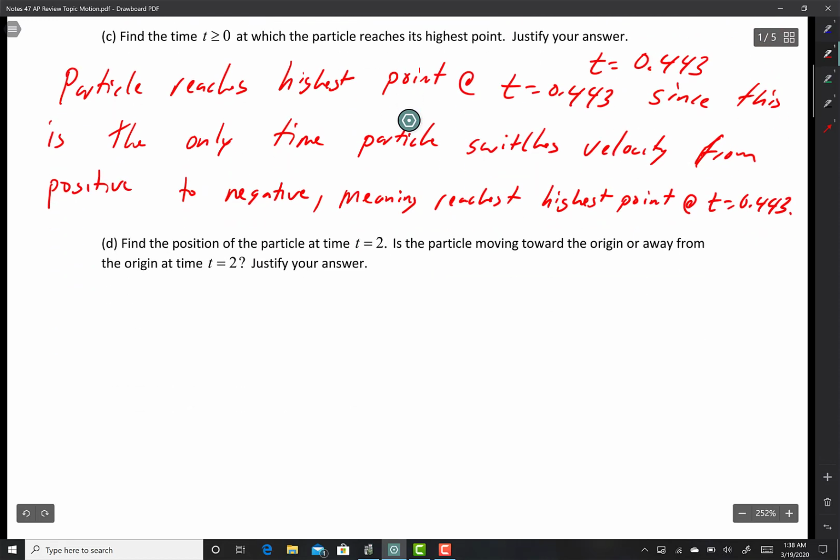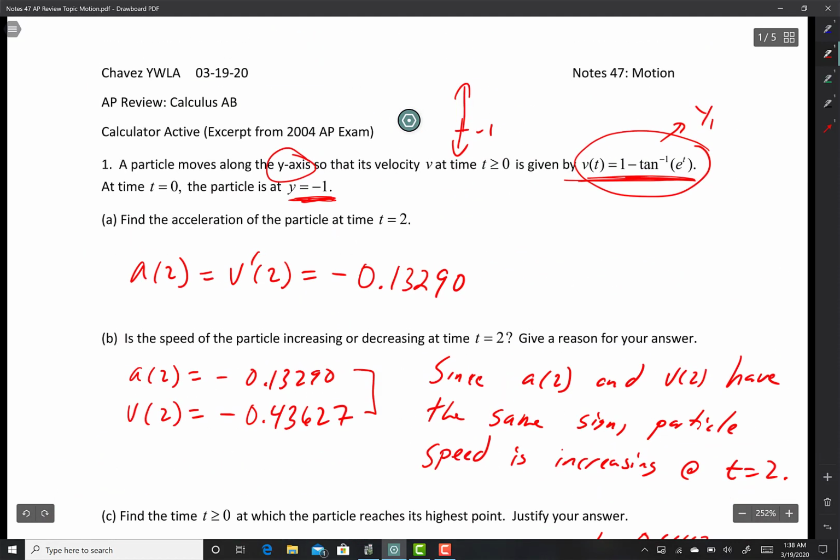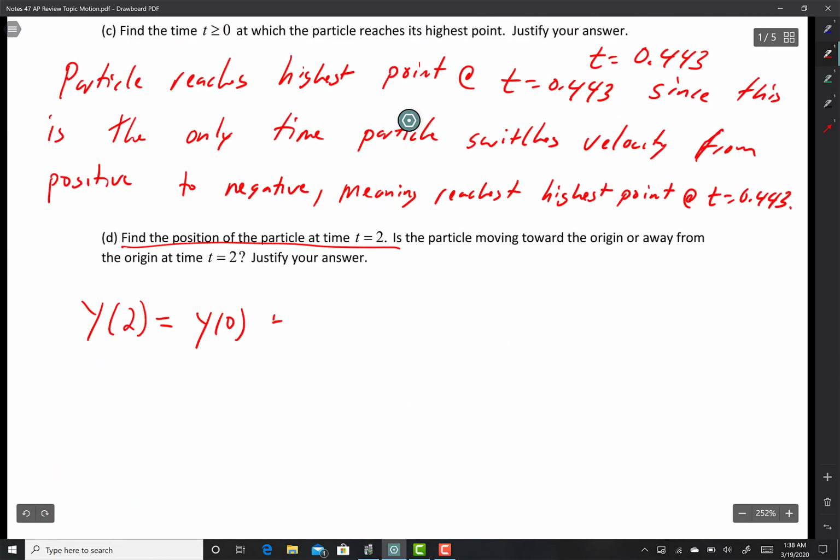Okay, so now next it says find the position of the particle at t equals 2. Is the particle moving towards the origin or away from the origin at t equals 2? All right, well, we need to know where we are first before we can answer the second question. So let's do this. Position of the particle, so it's y, because remember, we're moving up or down. Position of the particle at t equals 2 is equal to my initial position at 0, which they gave me. My initial position at 0 is negative 1. See? So my initial position at 0 plus the displacement of this particle between 0 and 2.